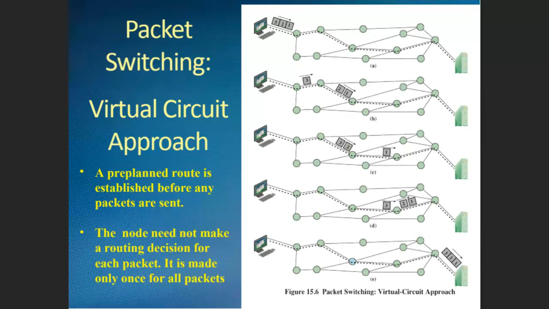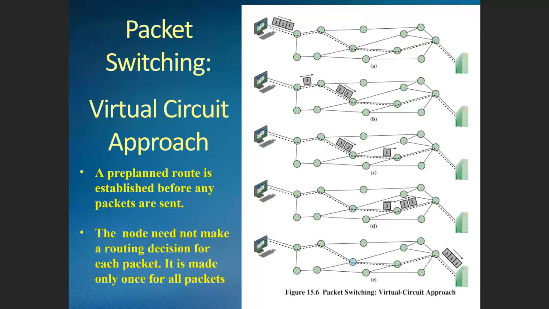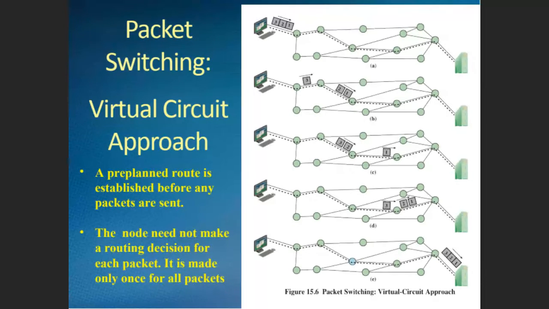And this is the virtual circuit approach. Here I am using packet switching, but I am predefining the route that my packets will take. That's why it's called the virtual circuit approach. So a pre-planned route is established. The node need not take a routing decision for each packet. It is made only once for all packets. You see, they all arrive in the same order.